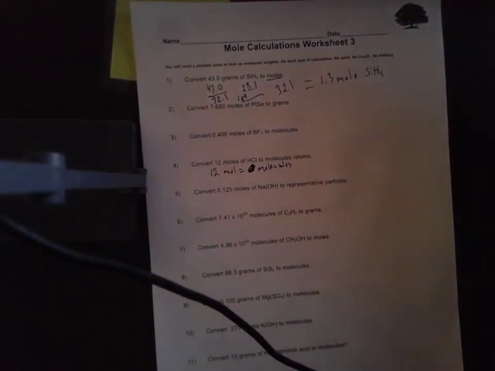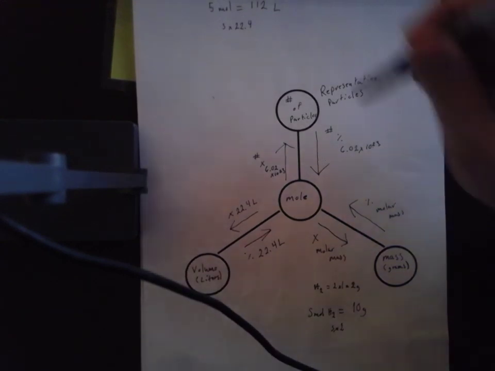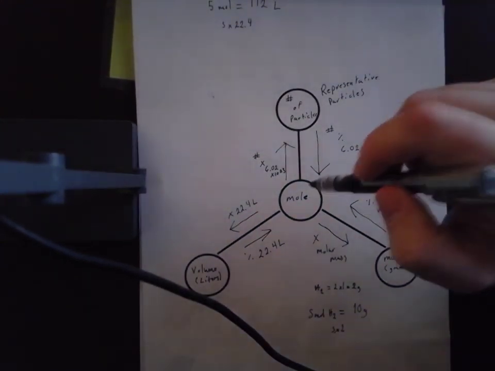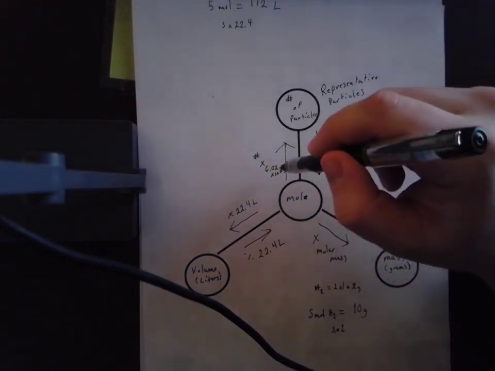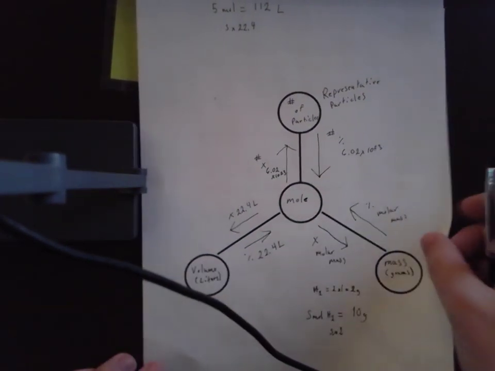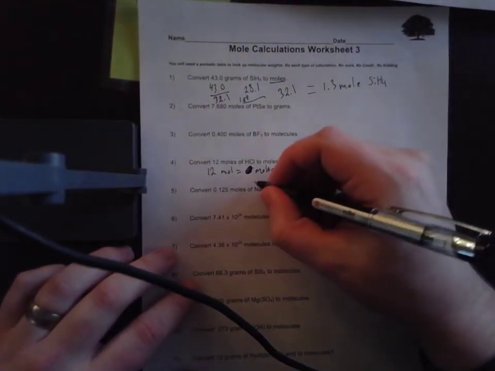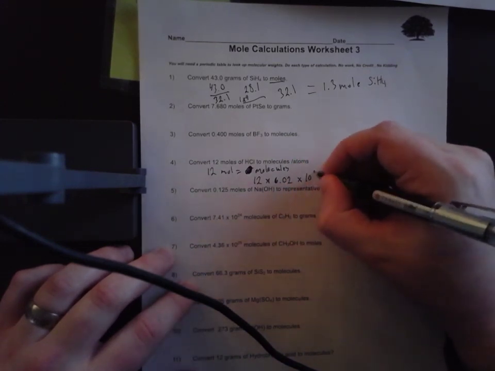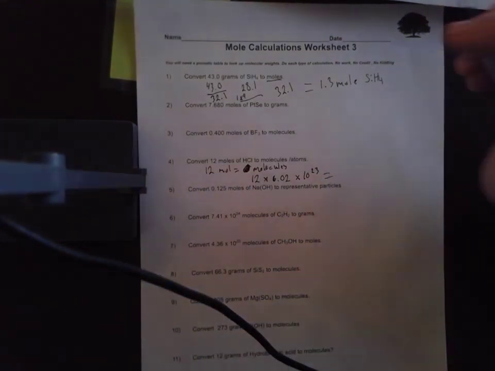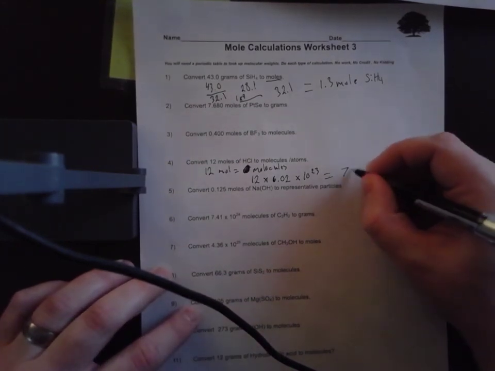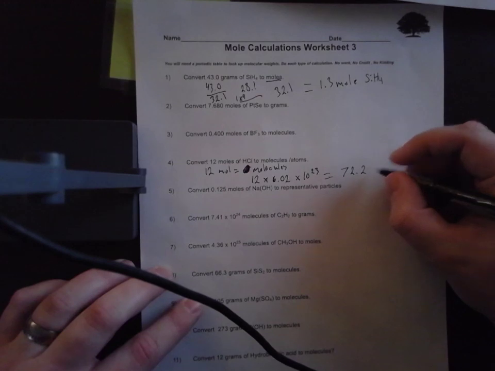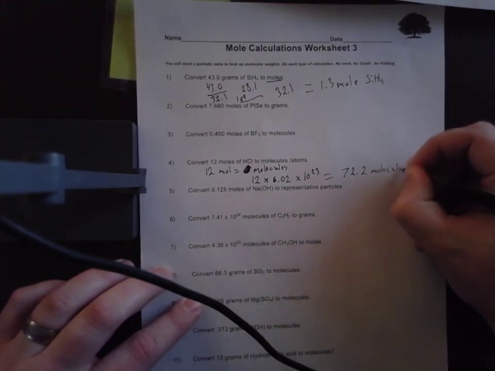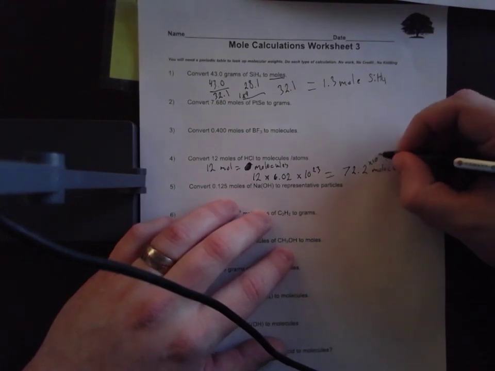So if we look at our mole map, particles is represented by Avogadro's number. If we're going from moles to particles, we multiply by Avogadro's number, which is 6.02 times 10 to the 23rd power. So 12 times 6.02 to start out with is 72.24. So 72.2, this will be times 10 to the 23rd molecules.